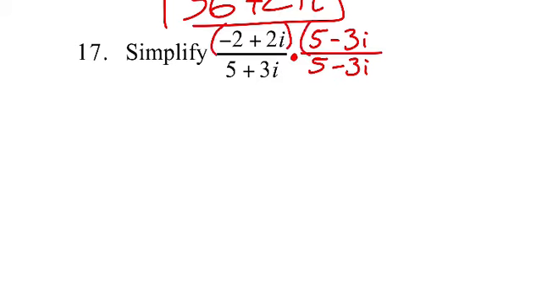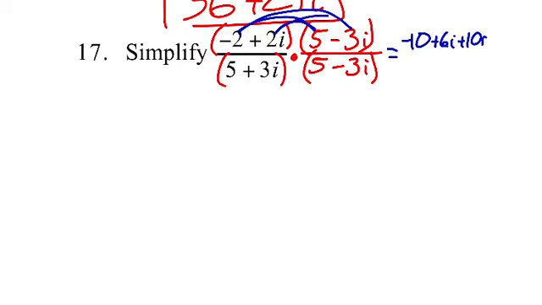So we've got this group on top and those groups on top being multiplied by each other, and the groups on bottom being multiplied by each other. Going through, foiling it out, we get negative 2 times 5 gives us negative 10. Negative 2 times negative 3i gives us positive 6i. And 2i times 5 gives us plus 10i. And 2i times negative 3i gives us negative 6i squared.